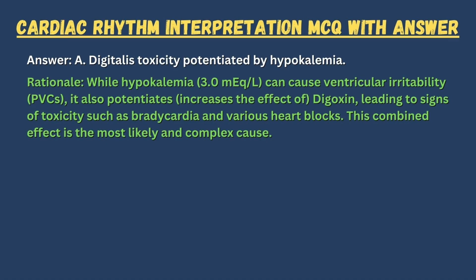Rationale. While hypokalemia, 3.0 milliequivalent per liter, can cause ventricular irritability, PVCs, it also potentiates, increases the effect of digoxin, leading to signs of toxicity such as bradycardia and various heart blocks. This combined effect is the most likely and complex cause.